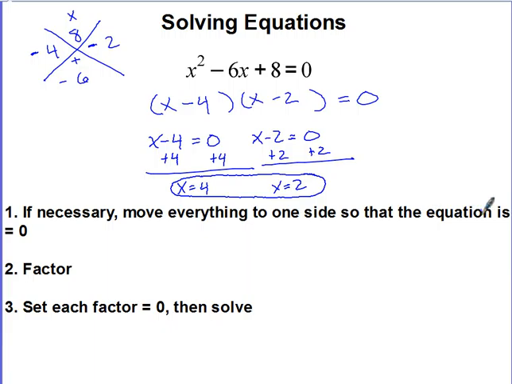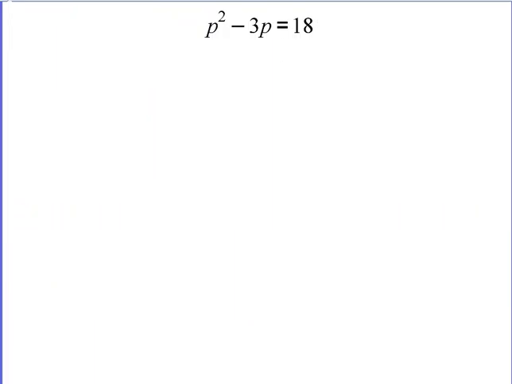So we're putting together some different things that we learned. Get 0 on one side, so everything else is on the other. Factor it, which we just learned. And then, going back to chapter 2, set each factor equal to 0 and solve. Okay, you have 2 more examples there in your notes. I want you to try them on your own, and then we'll go over the answers in class.